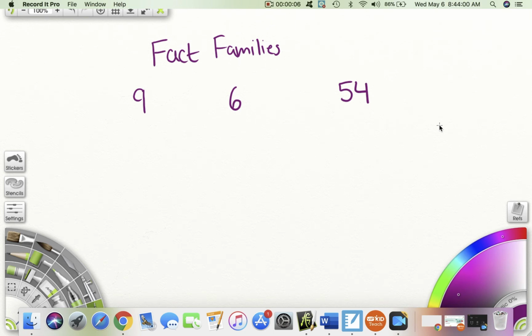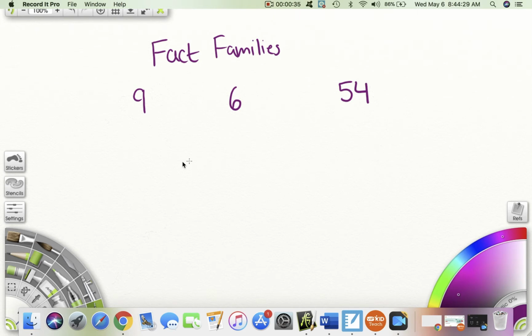So today's math is going to be somewhat related to the pattern rules that we've been doing for the last week, but we're going in a little bit of a different direction by talking about fact families. So my little intro for fact families is, what do 9, 6, and 54 have in common with one another? They are all related.